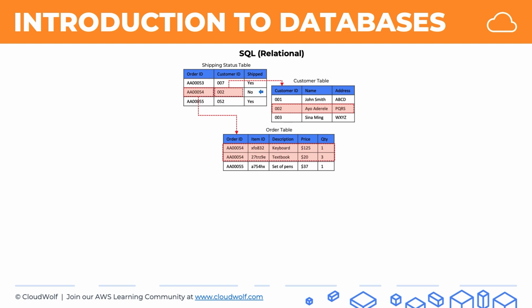But in a nutshell, this is just an example illustrating how relational databases work. They connect with each other through these relationships, through these different key fields.